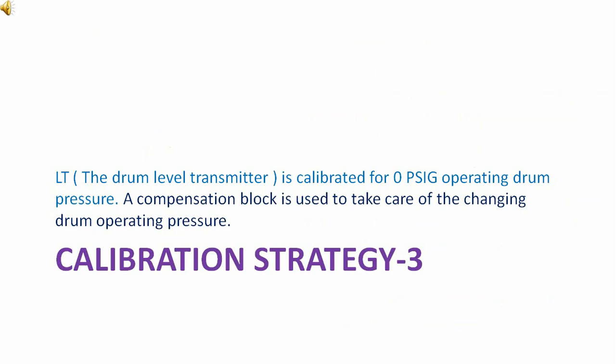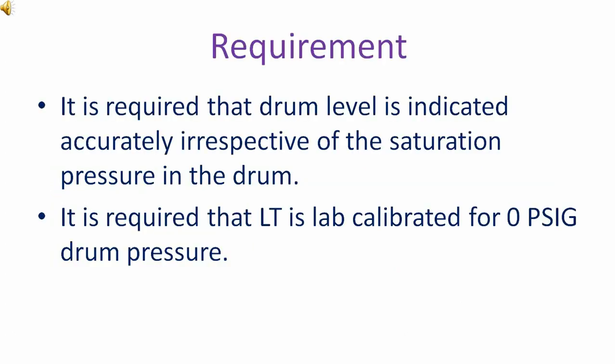Calibration strategy 3. LT, the drum level transmitter, is calibrated for 0 PSIG operating drum pressure. A compensation block is used to take care of the changing drum operating pressure. Requirement: it is required that drum level is indicated accurately irrespective of the saturation pressure in the drum. It is required that the LT is lab calibrated for 0 PSIG drum pressure.